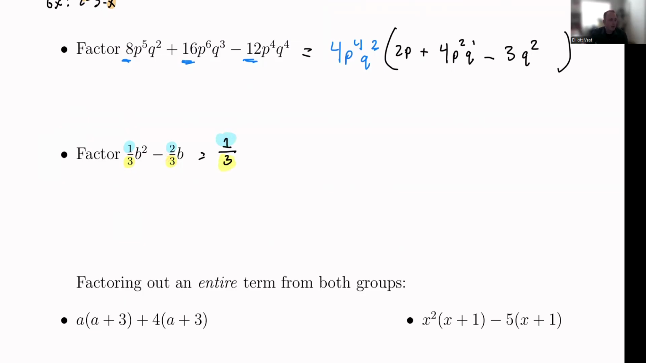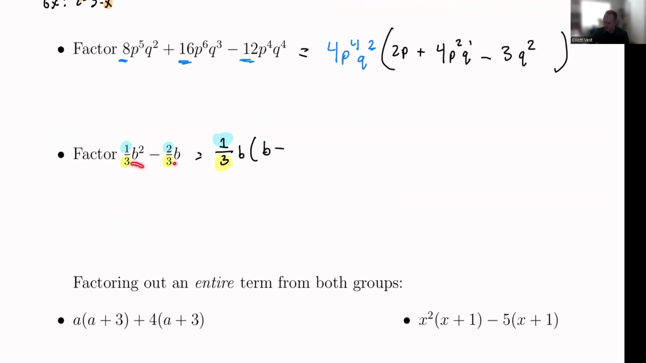How many factors of b do we have? Just the 1. So I'm going to have b minus, what's left here? 2, it looks like. How did I get that?